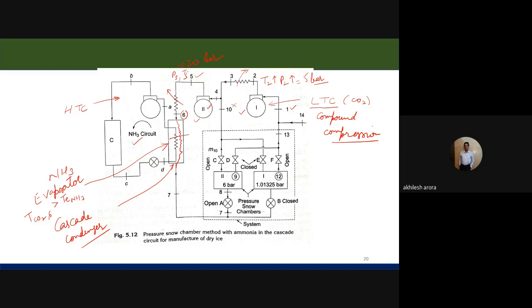So this heat transfer takes place, and at point number 7 we have liquid CO2 at a pressure of around 20 bar. And further, what happens to ammonia? Ammonia at point number A is now saturated vapor. It goes to the ammonia compressor, is compressed up to point number B, and then enters the condenser, where this ammonia rejects its heat to the surroundings.